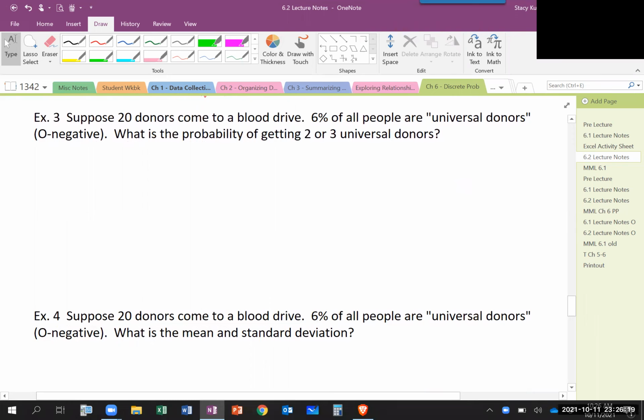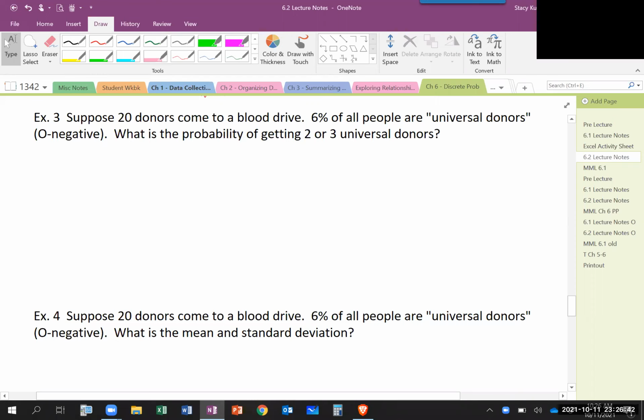Okay, so different example. Suppose that 20 donors come to a blood drive. 6% of all people are universal donors, or in other words, O negative. What's the probability of getting 2 or 3 universal donors?